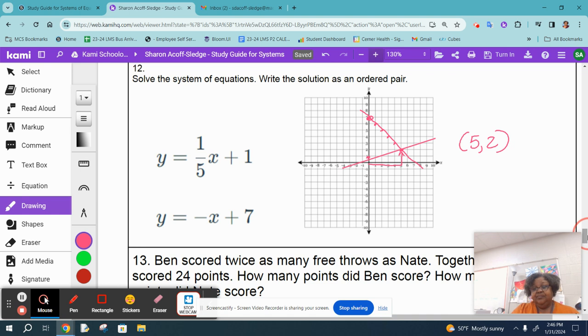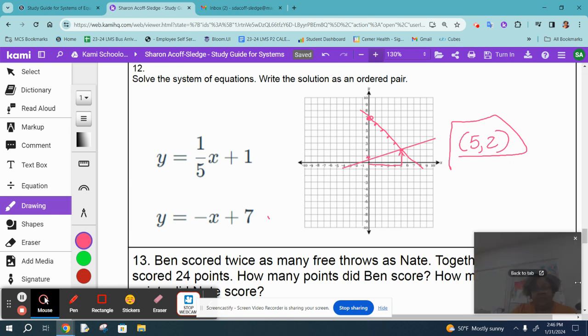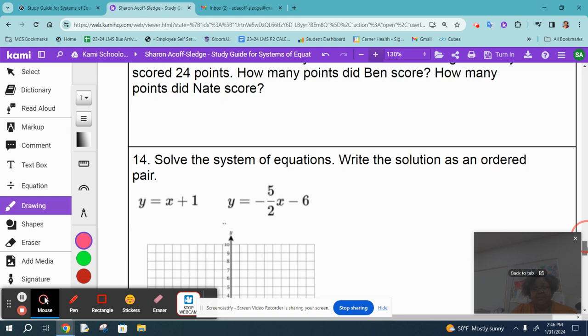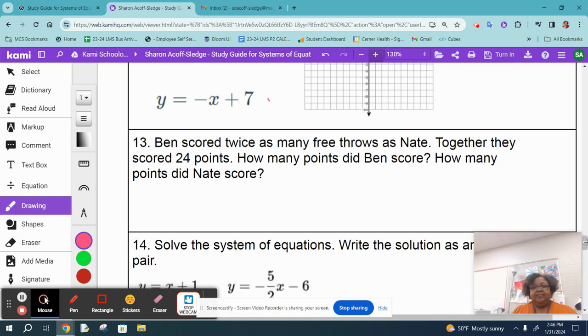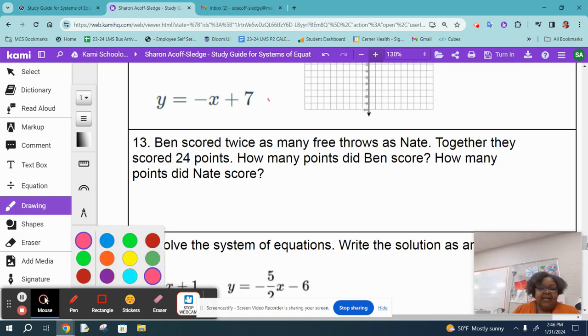Now, if your graph is correct and you write this number wrong, I'm going to give you half credit. If your graph is incorrect and this number is right, don't play in my face, y'all. Don't play in my face. Don't do that. Okay. The word problem we did go over in class, but I want to go over it again.